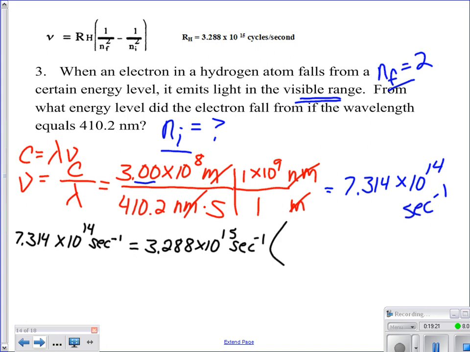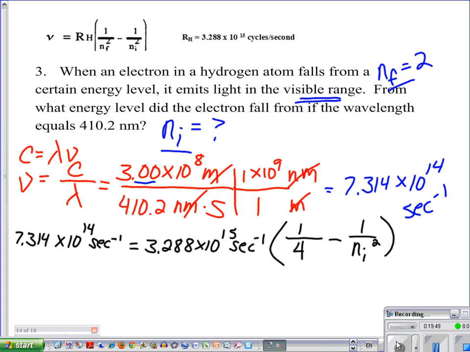Times 1 over our final energy level squared. And what is that number going to be down here? 4. Minus 1 over our initial energy level squared. If you want, you can just think about that being an x right there, down there. So now this is going to take a little bit more time as everybody solves for the missing variable. Put your math skills to work. It's fun.